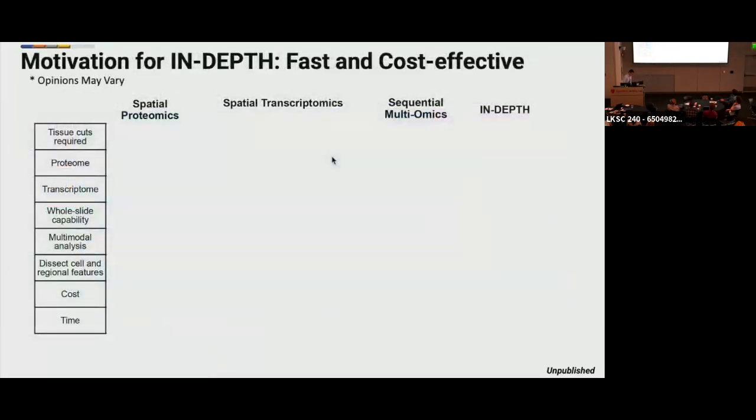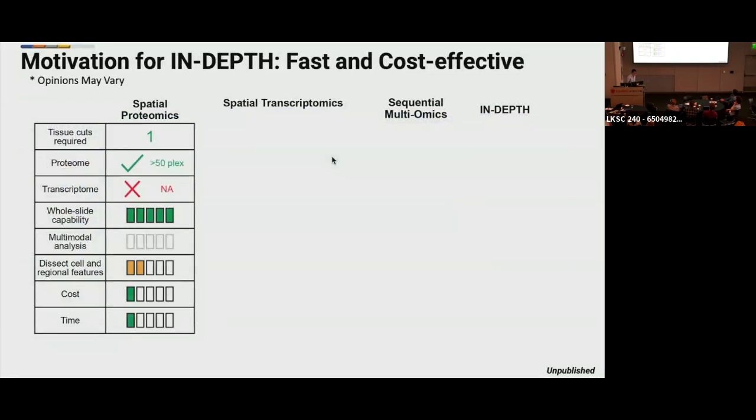But really, there's a bit of motivation for why we're doing this. So again, opinions may vary here. That's my disclaimer. This is meant to be just a very subjective view. Spatial proteomics, you can do a lot of stuff, single section, you can't do RNA, sometimes you can add a little bit, you can do whole slide relatively fast, but at the limitation of you can't really dissect things very deeply besides some phenotype and functional analysis based on your panels. You're limited to the panel.